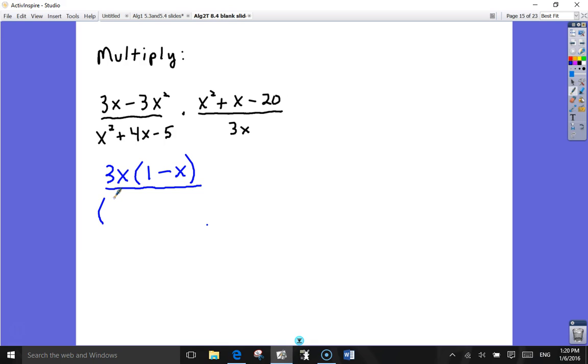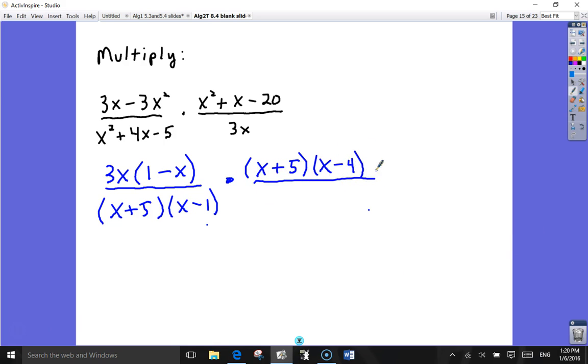Emma? -5 and +1? +5, right? Because it's a +4 in the middle. It must have been x plus 5 and x minus 1. Multiplied times, factor this numerator. Factors of -20 that add up to 1. x plus 5, x minus 4. What about 3x?